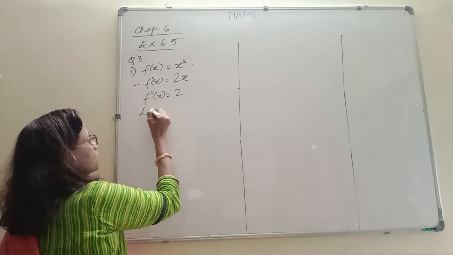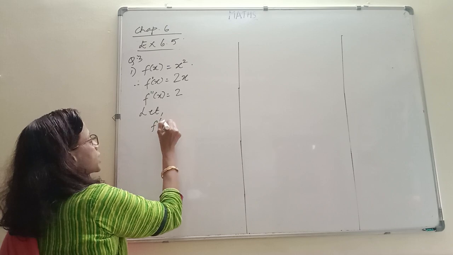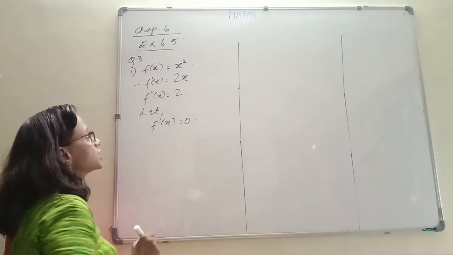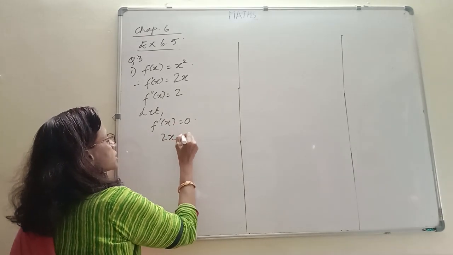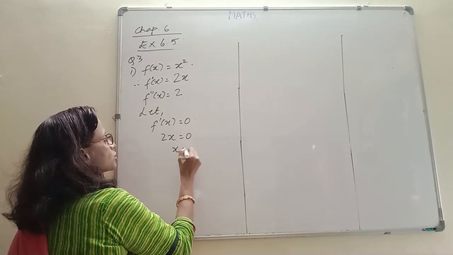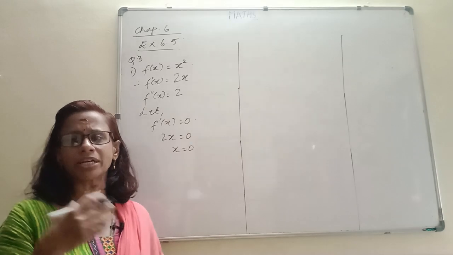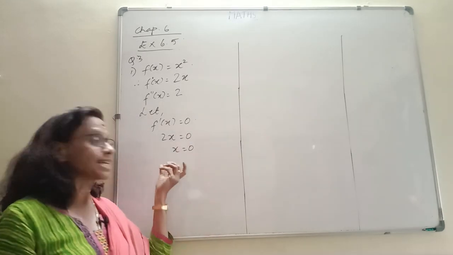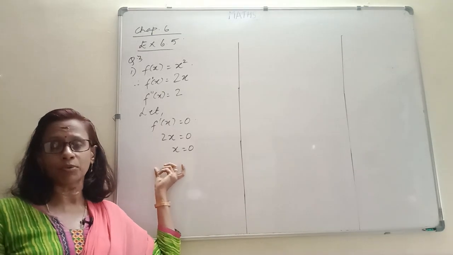To find the critical point, we will write let f dash x be equal to 0. f dash x for us is 2x. So 2x equal to 0, which means that x is 0. The 2 is multiplication, goes to the other side, becomes division, and you get x as 0. So x equal to 0 is your critical point.